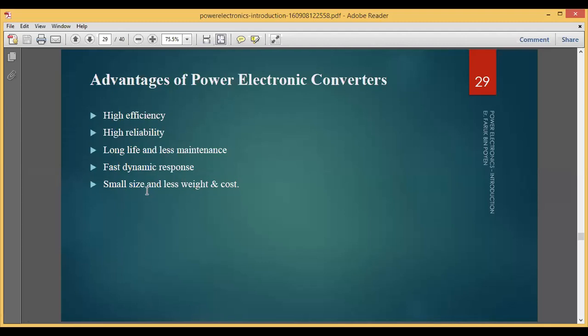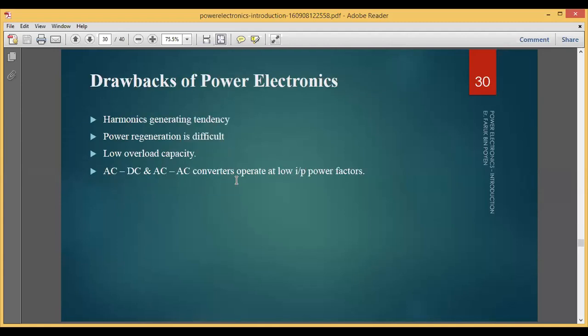And the last advantage here is they come in a very small size and less weight, and the cost is also very less. Then whenever we find advantages with respect to the devices, we may also have some kind of drawbacks. Okay, we cannot call it a disadvantage, we call it a drawback. There is a huge difference between disadvantages, limitations, and drawbacks.